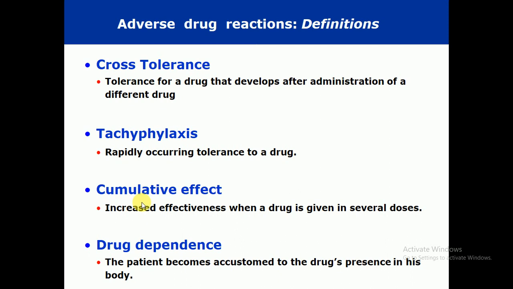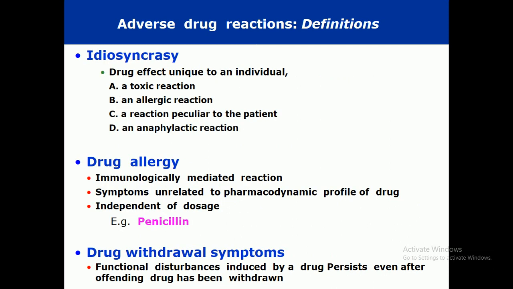Next is cumulative effect. Cumulative effect occurs when the effectiveness increases when the drug is given in several, multiple doses. Drug dependency. Drug dependent means the patient becomes accustomed to the drug's presence in their body, meaning the person becomes unable to survive and becomes dependent on that drug.